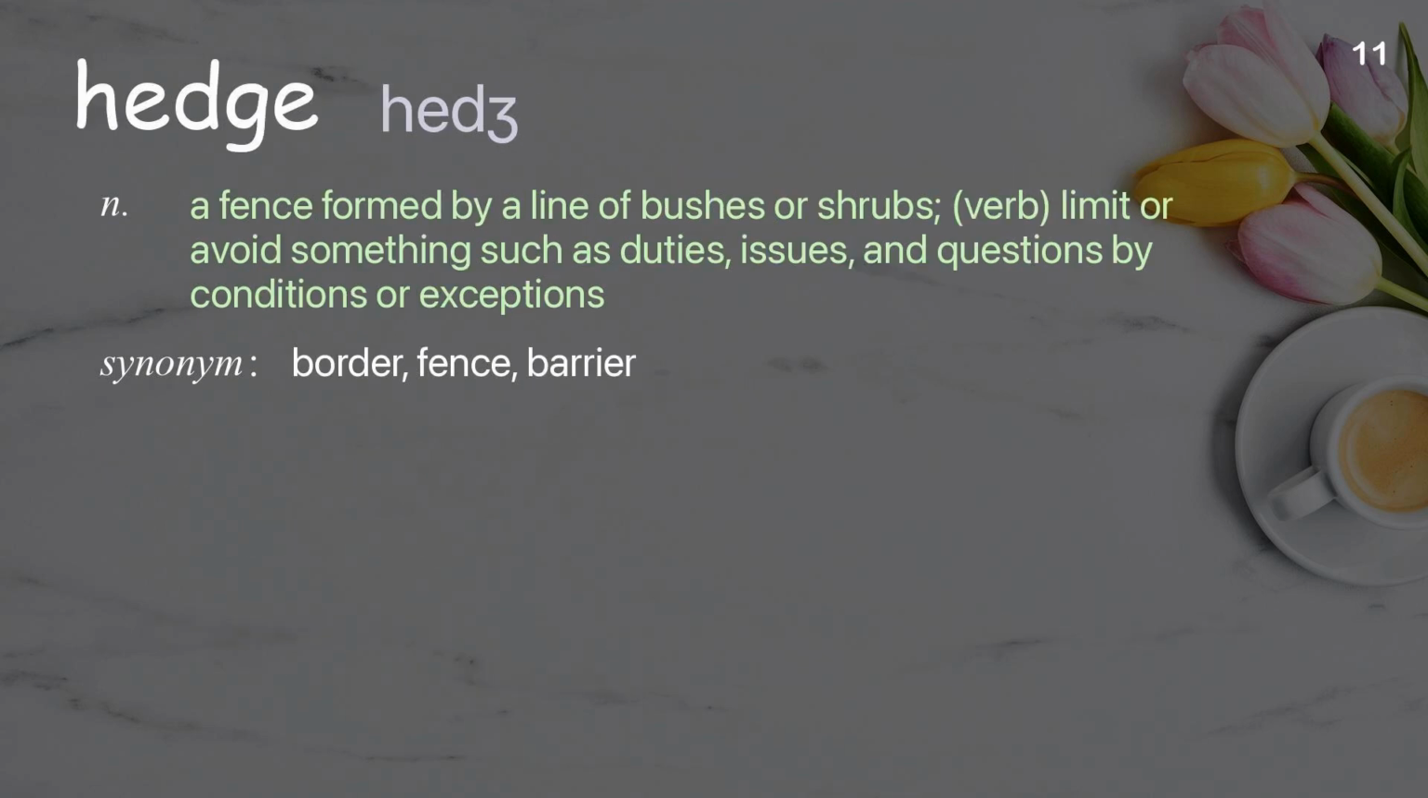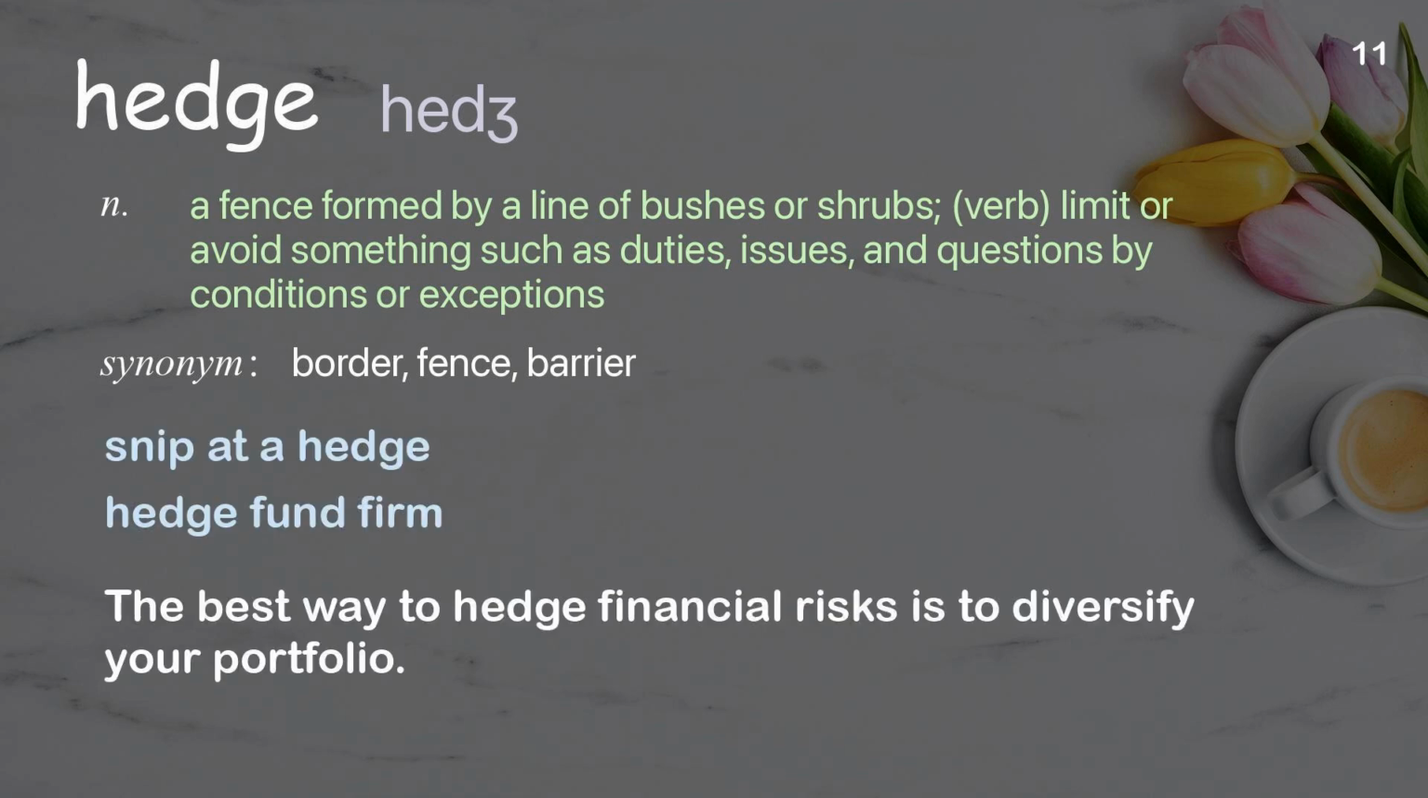Hedge. A fence formed by a line of bushes or shrubs. Verb: limit or avoid something such as duties, issues, and questions by conditions or exceptions. Examples: Snip at a hedge. Hedge fund firm. The best way to hedge financial risks is to diversify your portfolio.